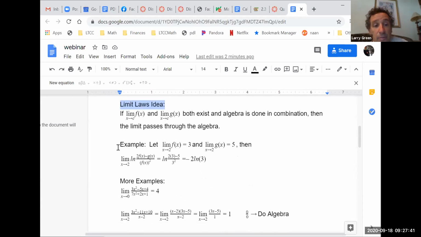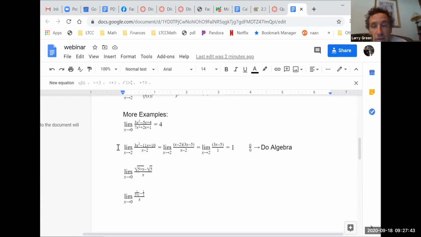Notice, by the way, even though I have 0 over 0, it's not a problem. Even though 0 over 0 does not exist, it's not a problem, because you're not at x equal 2, you're near x equal 2.